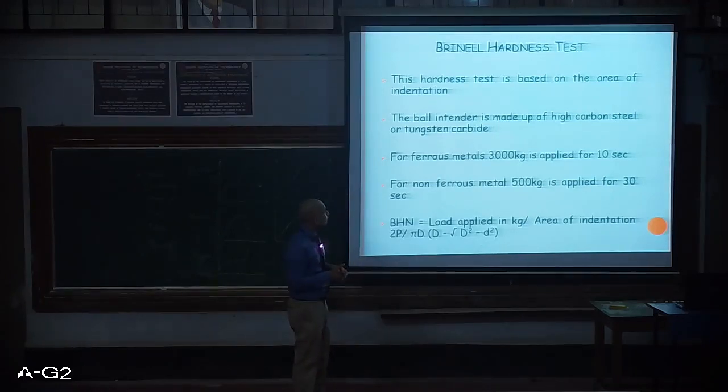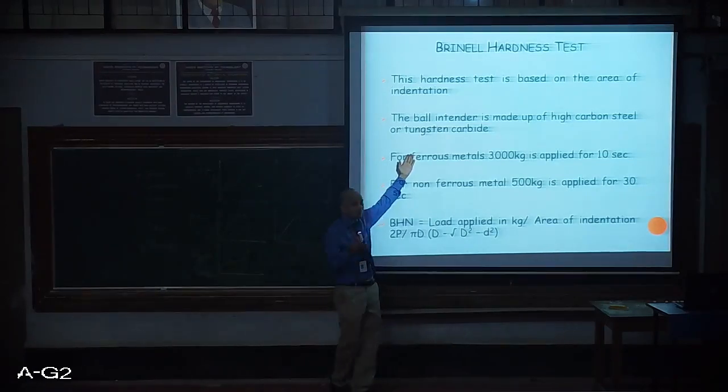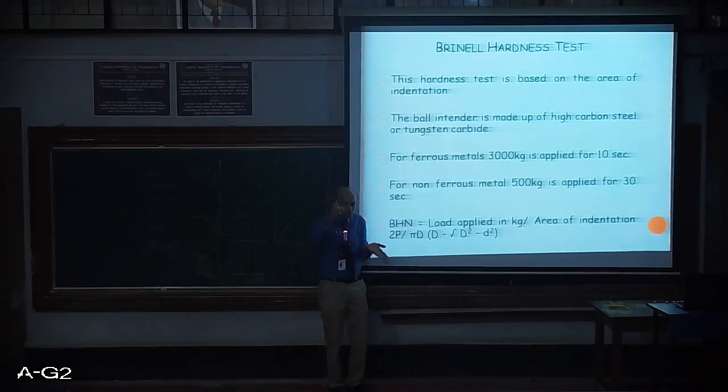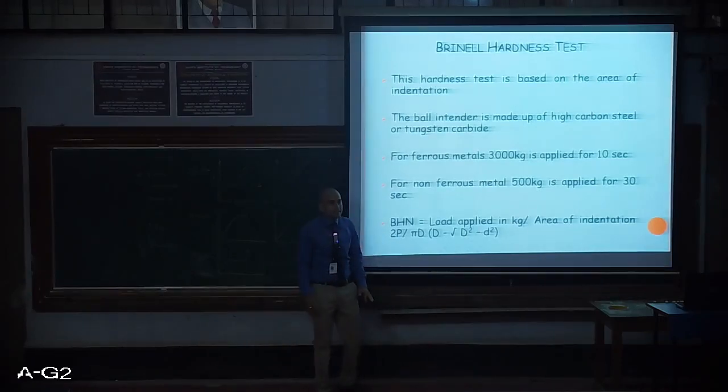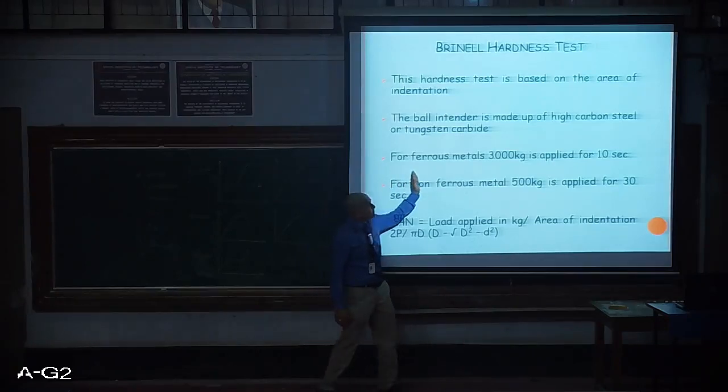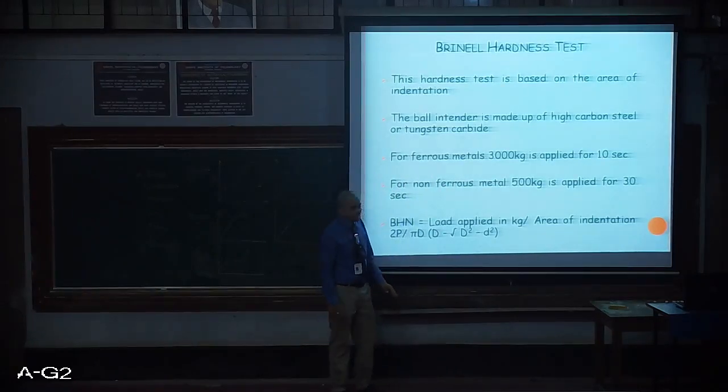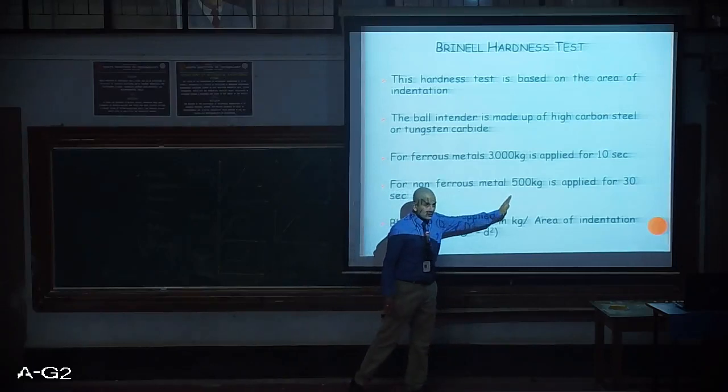The ball indenter is made up of high carbon steel or tungsten carbide. These materials are used because they are considered among the hardest materials. Using this material, you create an indentation on the material whose hardness you are trying to find out. For ferrous metals, 3000 kg is applied for 10 seconds. For non-ferrous metals, only 500 kg is applied for 30 seconds.